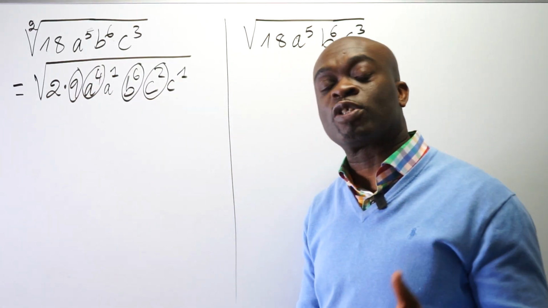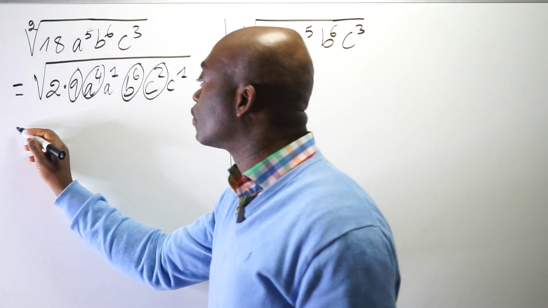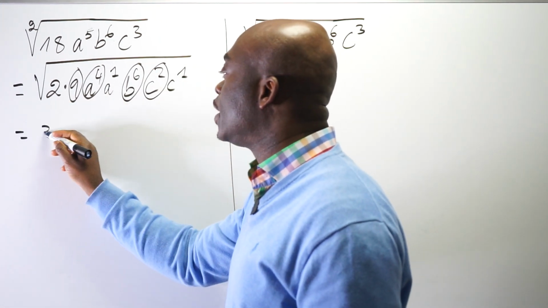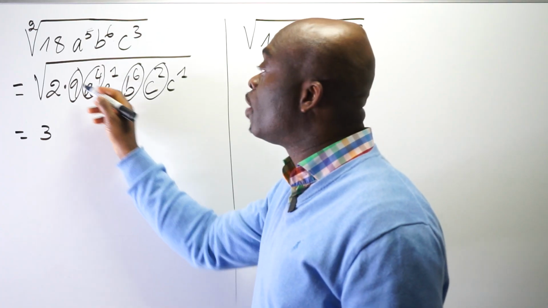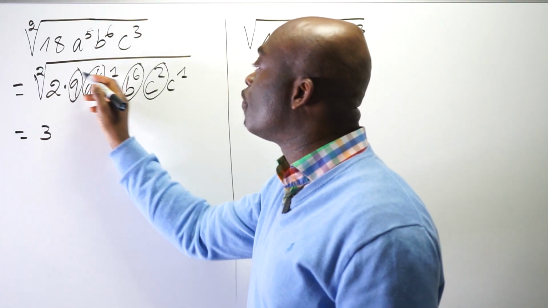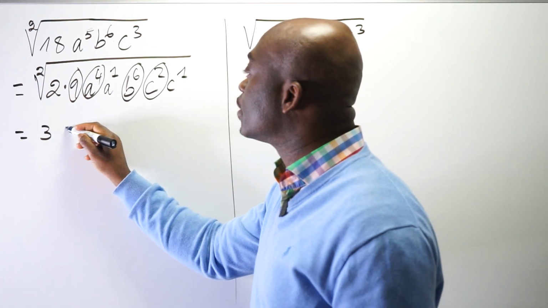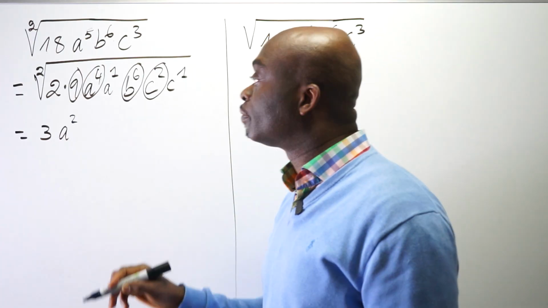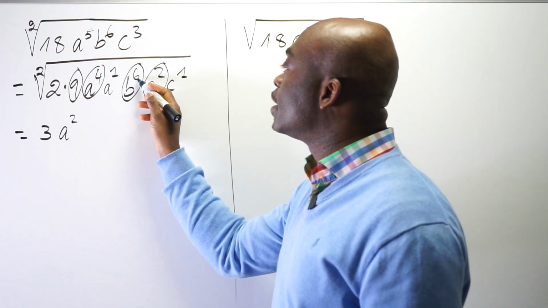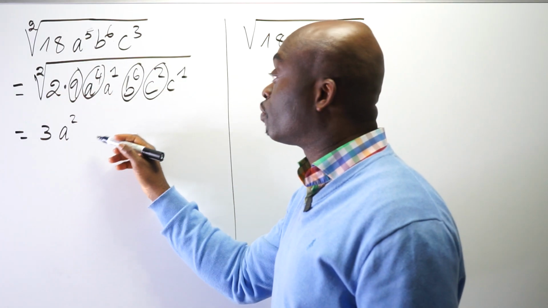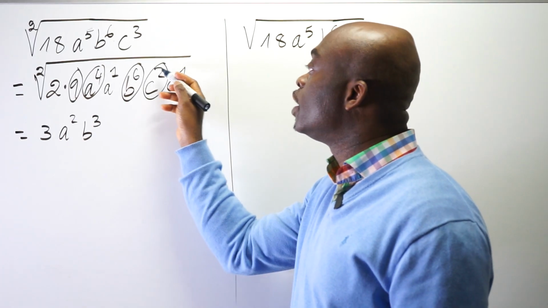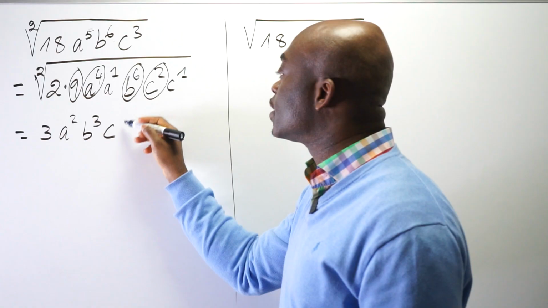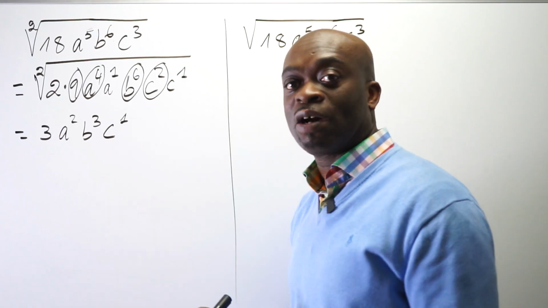So all the perfect squares will go outside. Square root of 9 is 3, it goes out. Square root of a to the 4th power, remember we said there's an invisible 2 here. 4 divided by 2 is 2. So that gives you a to the 2nd power. Then b6, 6 divided by 2 is 3, so it's b3 out. Then for c2, 2 divided by 2 is 1, so it's c1 outside as well.